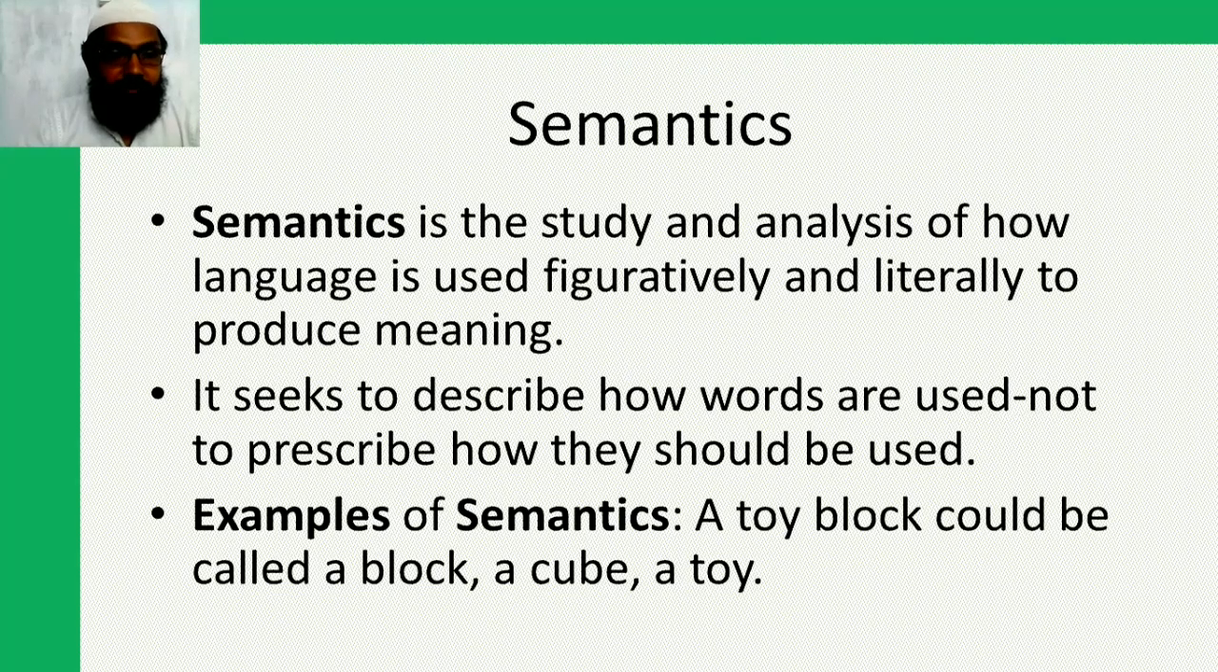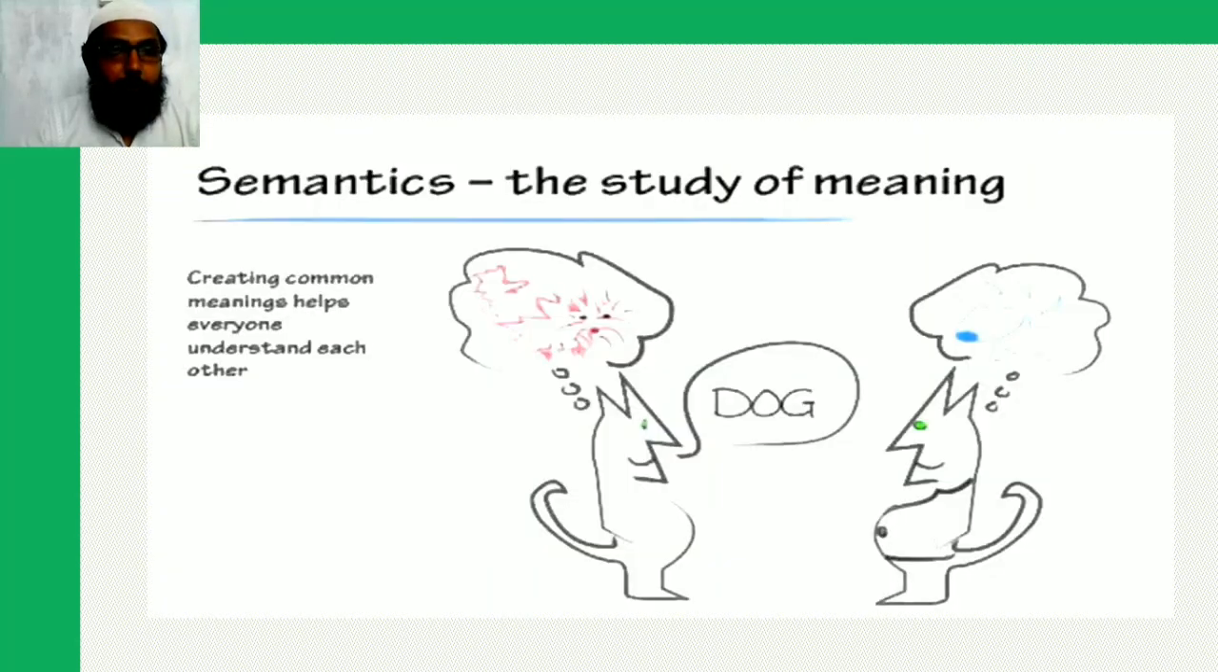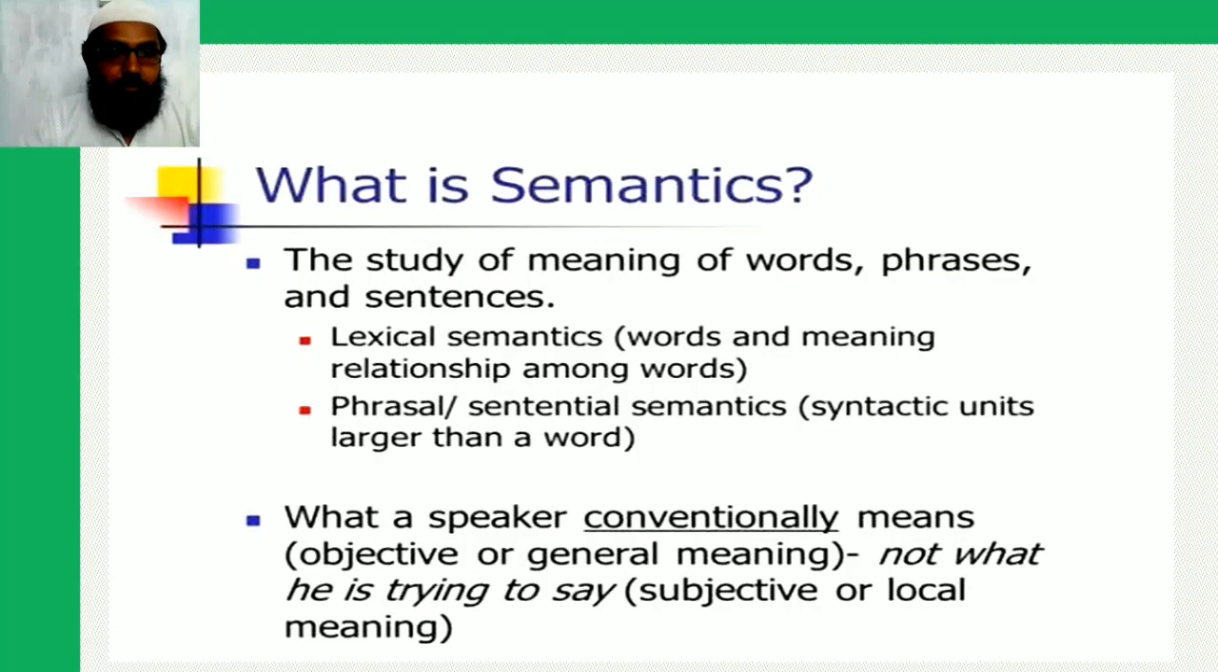In phonology, we discussed about sounds of a language. Likewise, in syntax, we discussed about structure of sentences. In semantics, we are going to discuss about meaning. Semantic is nothing but meaning of a word. Then semantic is the study of meaning. So the study of meaning of words, phrases and sentences is called semantics.